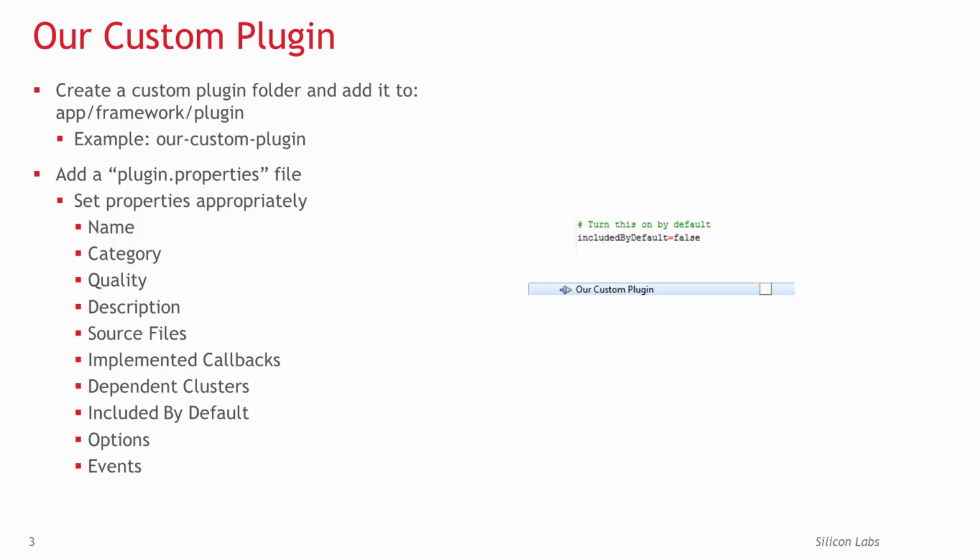The include by default property is a simple Boolean option to determine whether or not the plugin is selected when creating a new blank application. In our example, we indicated false. As a result, the checkbox is not selected.